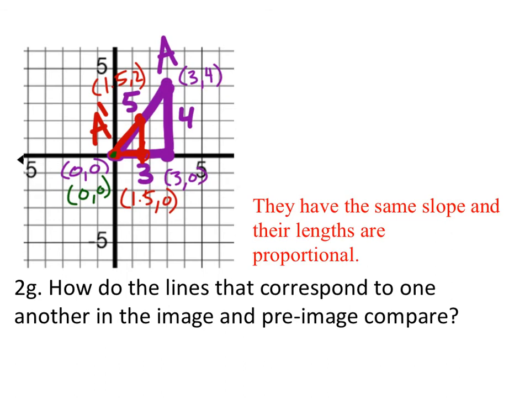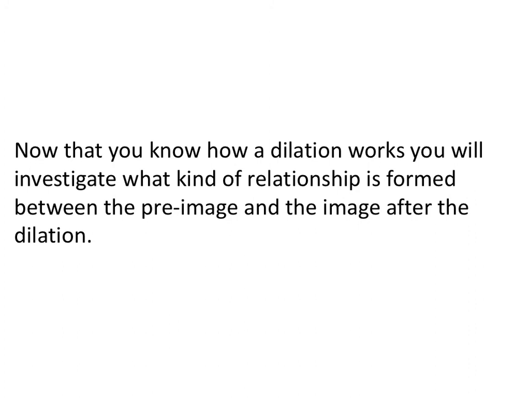So again, the lengths on this shape, on the A prime there, this is a length of 2. This one was 1.5. And then this one was half of the 5 at 2.5. So again, we're just cutting each of these parts in half, which would make them each proportional as we compare them to corresponding side lengths, which we will do more explicitly in the next problem. Now that you know how a dilation works, you will investigate what kind of relationship is formed between the preimage and the image after the dilation, which we kind of already have.